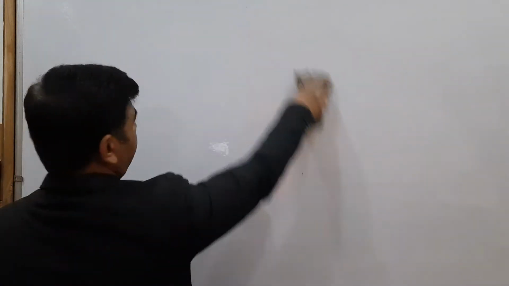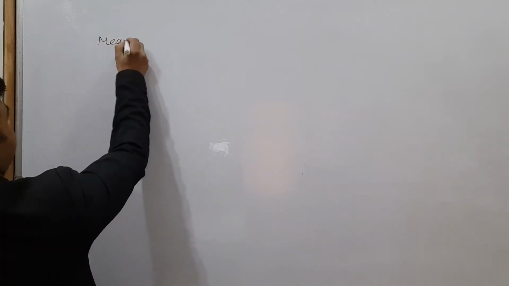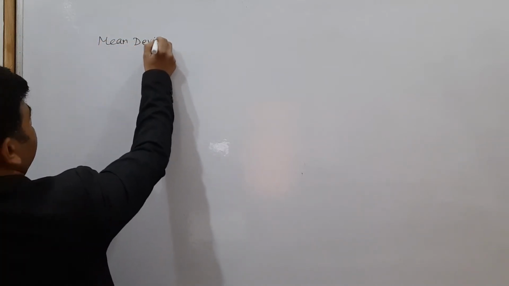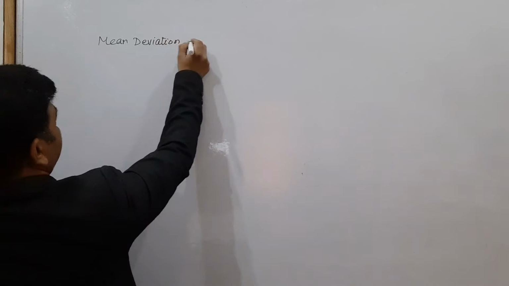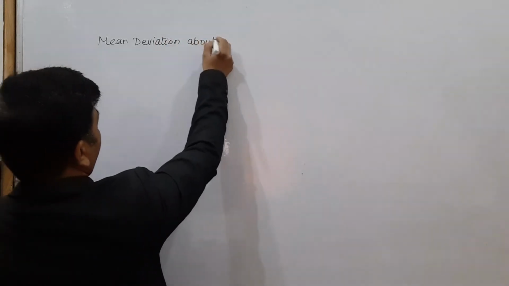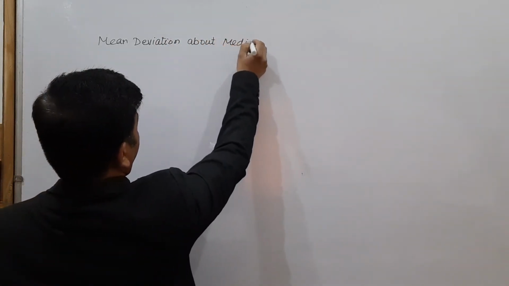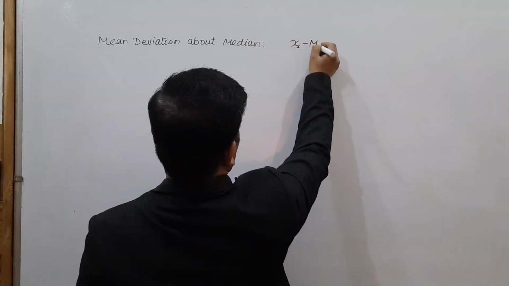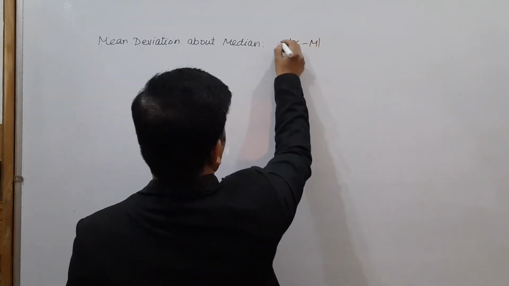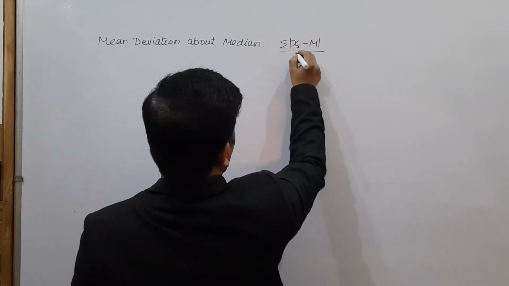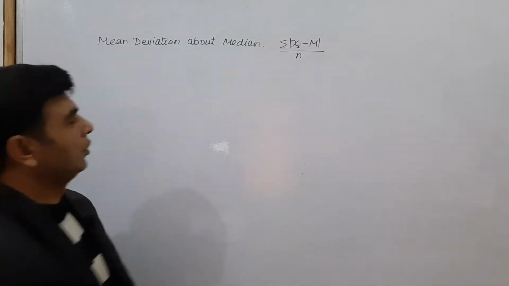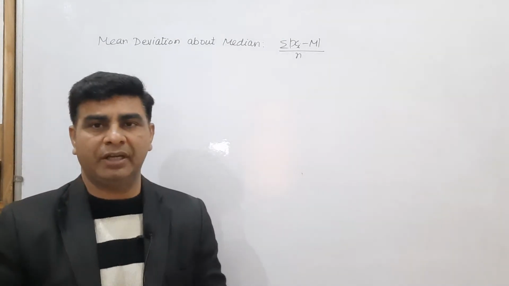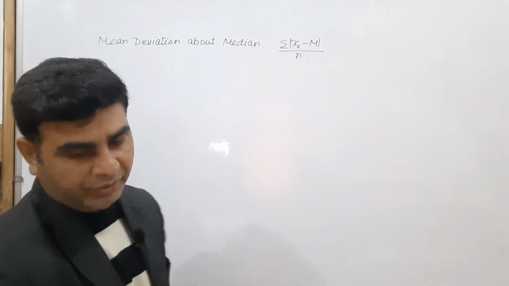और mean deviation about median का formula same है बच्चों. Mean deviation about median also has the same formula: summation of modulus of xi minus M, divided by n. So कोई भी observation आपको given है, उसके लिए पहले आपको median निकालना होगा.